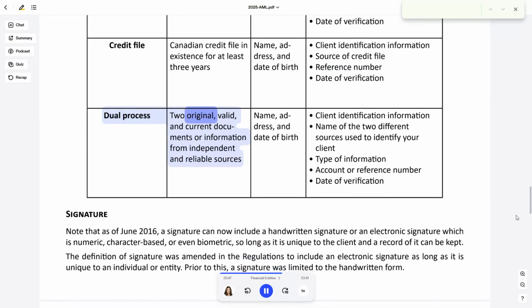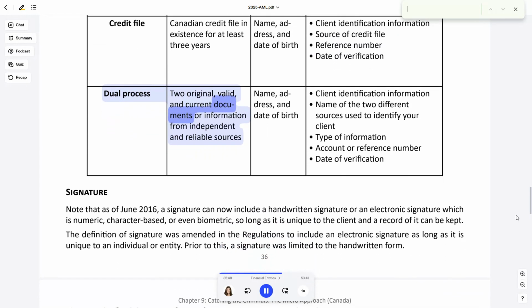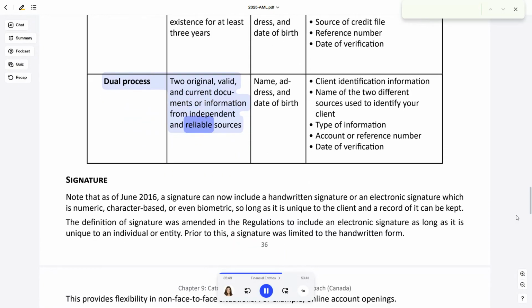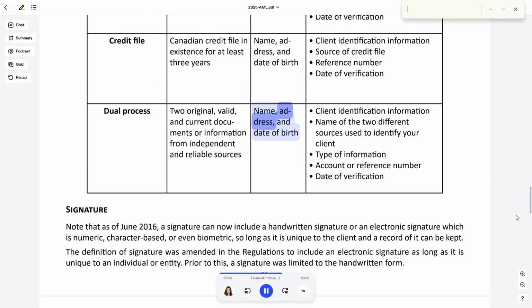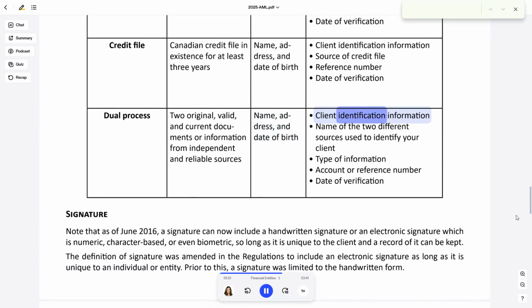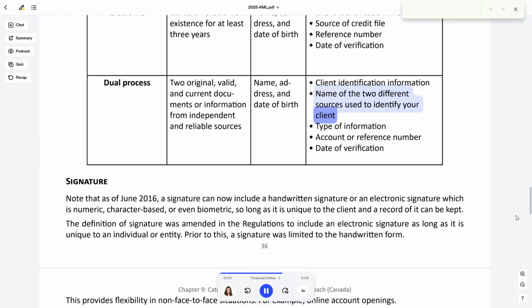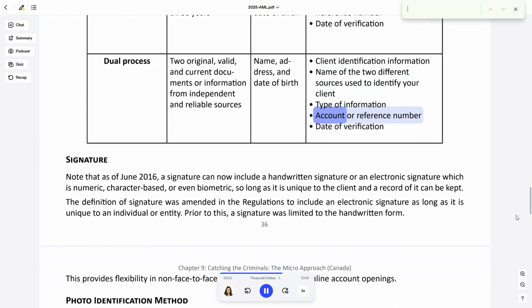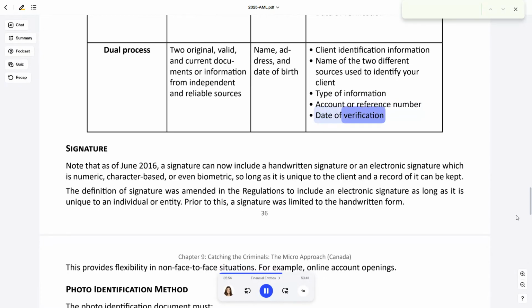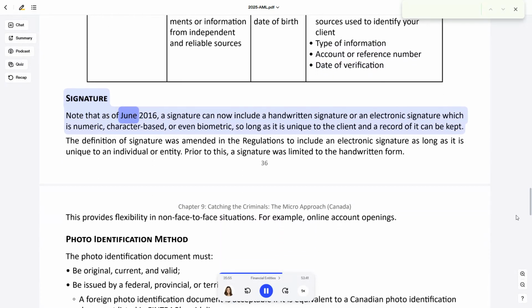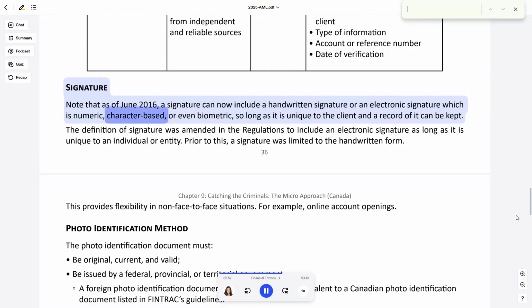Dual process: original, valid and current documents, or information from independent and reliable sources. Name, address, and date of birth. Client identification information. Name of the 2 different sources used to identify your client. Type of information. Account or reference number. Date of verification. Signature. Note that as of June 2016, a signature can now include a handwritten signature or an electronic signature, which is numeric, character-based, or even biometric, so long as it is unique to the client and a record of it can be kept.